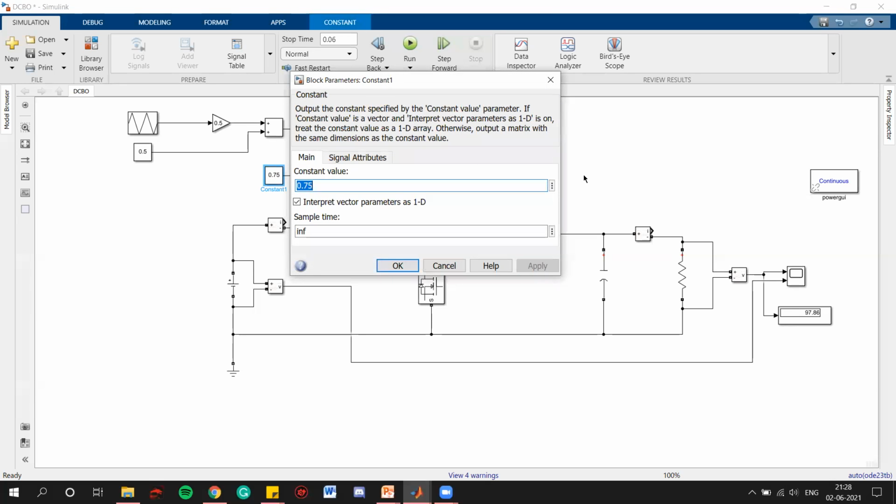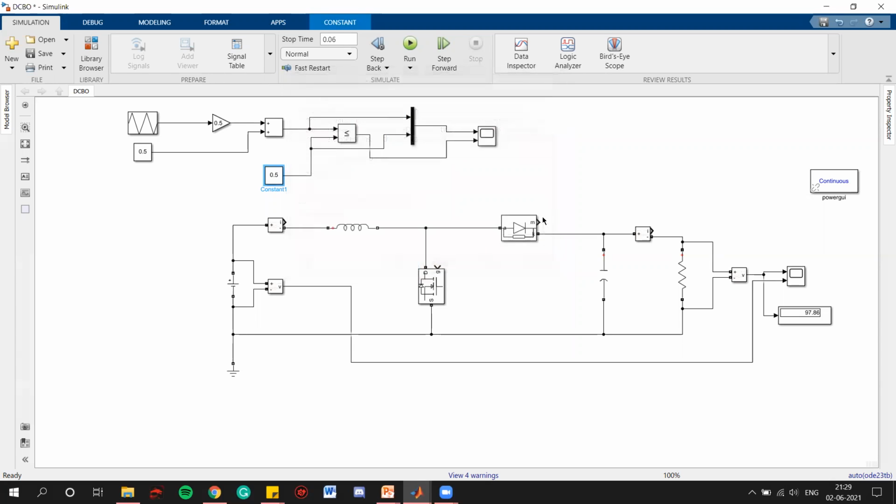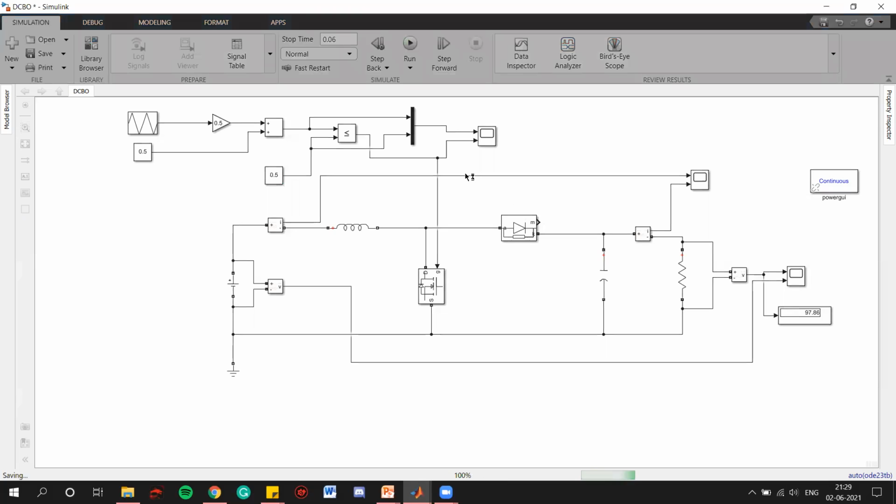Let me keep this as 0.5 as of now, right? And the gate pulses will be this one. Okay. Now let's take one more scope. Scope 1 will be given from the input current, and the second part of this will be the output current. Okay, so I guess we are done here. Let me save this. So let's go through everything.